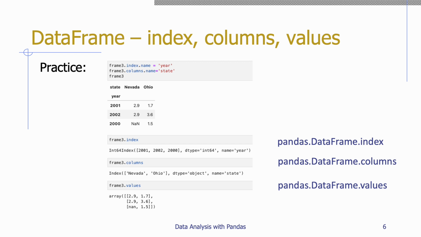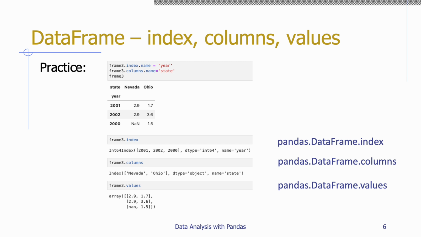Here we are going to cover the index, columns, and values methods within DataFrame. In this example on the top, we use the frame3 data from the previous slide. Okay, here we can name our index as year. We can also name our columns as state.